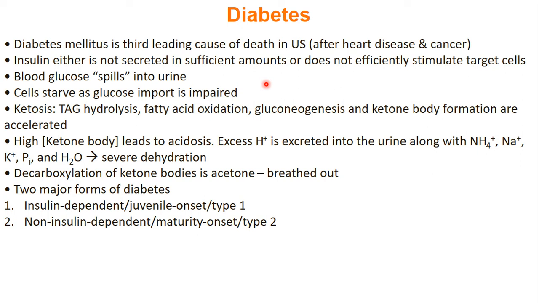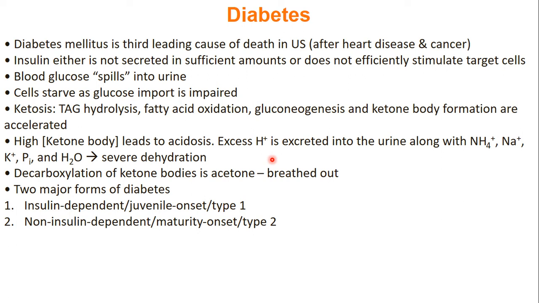Your cells will start to die off because they can't get glucose. Your body will go through ketosis because your body will say, well, we don't have glucose, we don't have energy, start breaking down the fatty acids, go through fatty acid oxidation, gluconeogenesis to release the glucose, and also ketone body formation. All of these will be sped up. And this high concentration of ketone bodies can lead to acidosis.